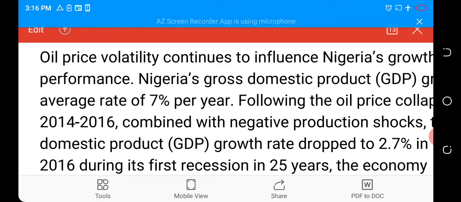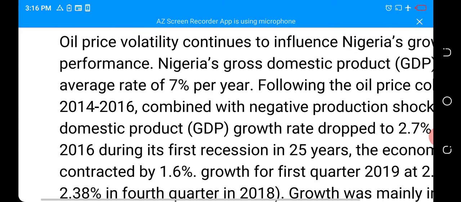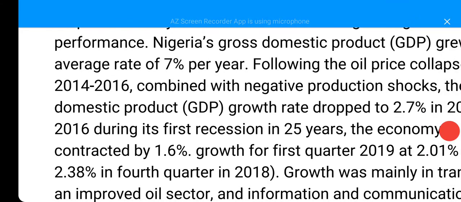The price of crude oil in the international market has been falling, and this has really affected the economy, such that the gross domestic product rate, that is the rate at which the GDP grows, has dropped to 2.7% in 2015. In 2016, during its first recession in 25 years, the economy contracted by 1.6%. So it means as at 2016, the growth of GDP is around 1.1%.